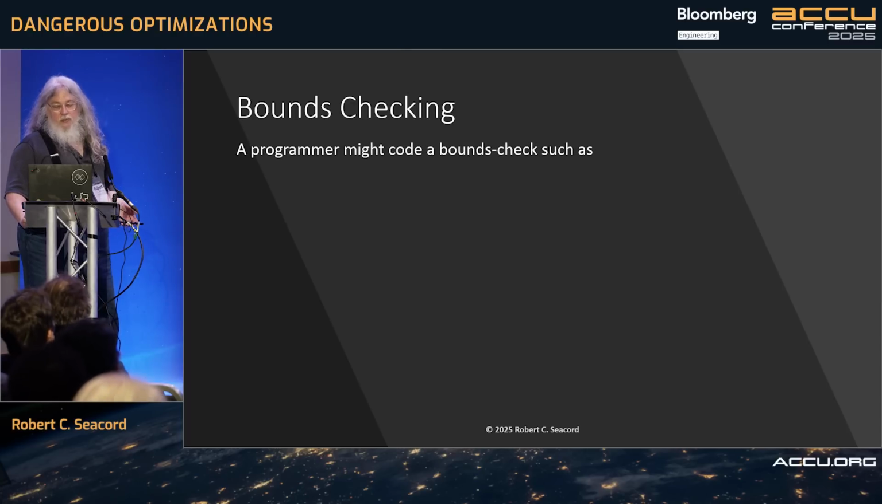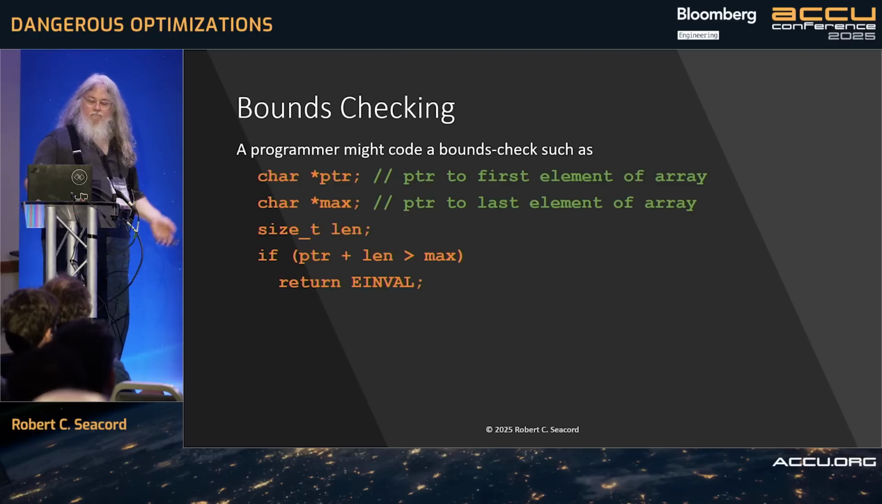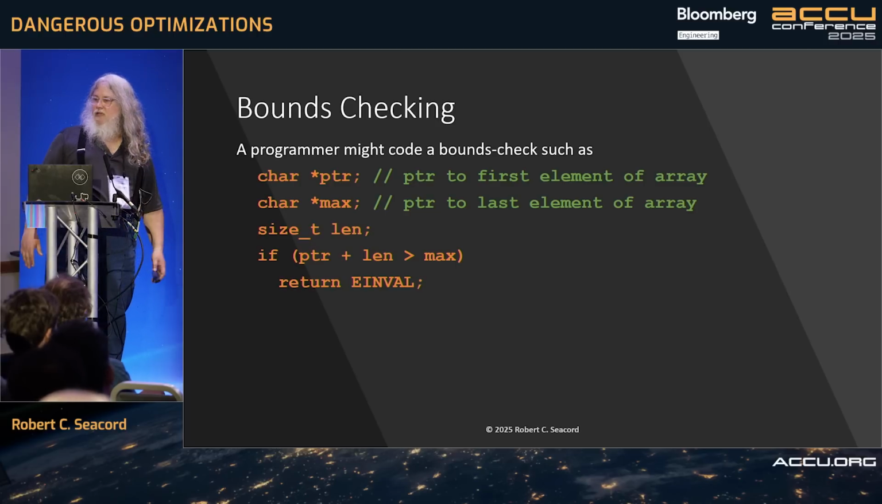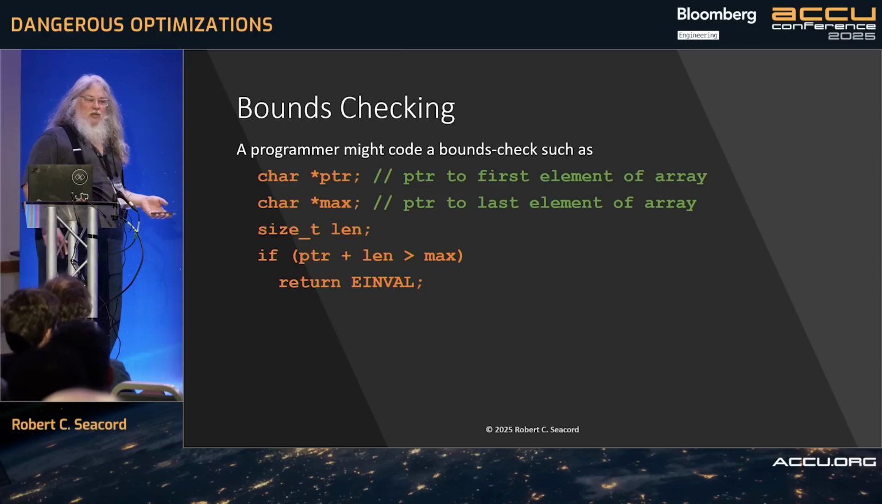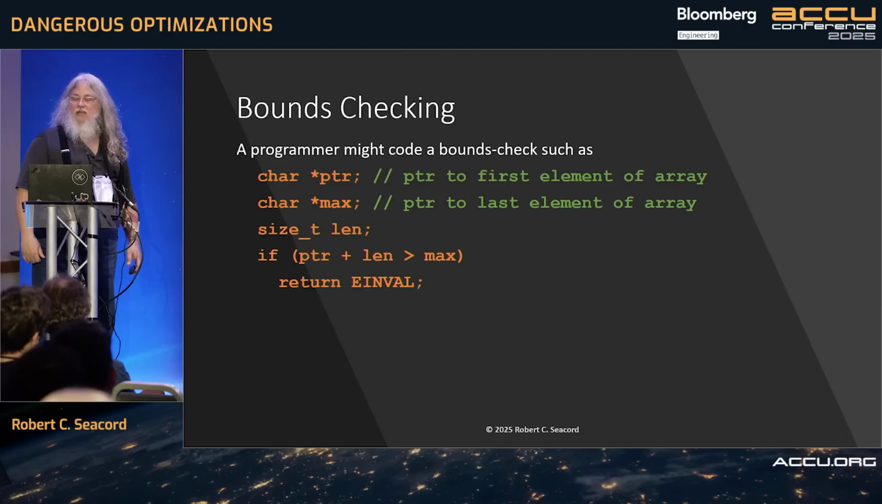So a programmer that's interested in security or safety might think, I hear buffer overflows are a bad idea. Let me try to prevent those by doing some bounds checking. So here we've got a pointer to the first element of the array, a pointer to the last element of the array, and a size. Sizes are always expressed by size_t, an unsigned integer type.